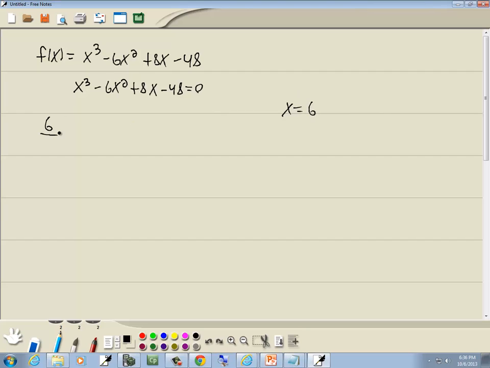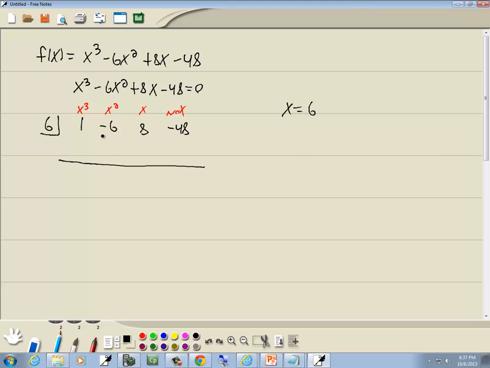Okay, so we're going to take the answer we just found, the 6, and we're going to plug it in synthetic division. Our largest power is x to the third, so we'll have an x to the third, an x squared, an x, and a constant term. Write down numbers in front of them. There's an invisible 1 before x to the third, there's a negative 6 before x squared, there's an 8 before x, and our constant term is negative 48.